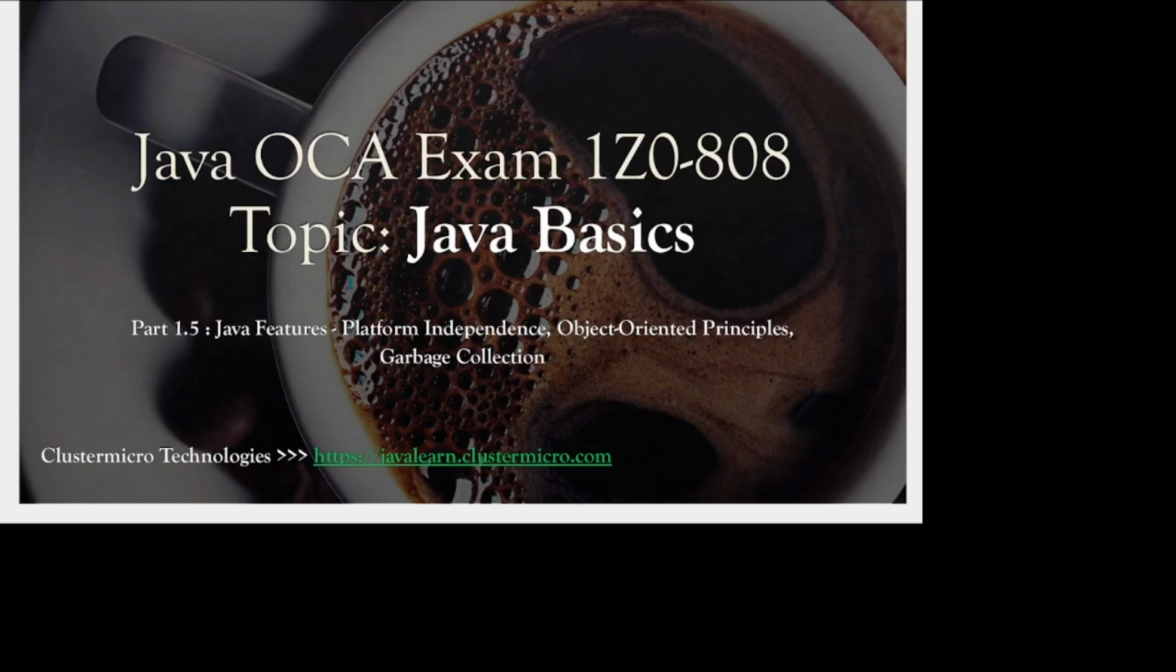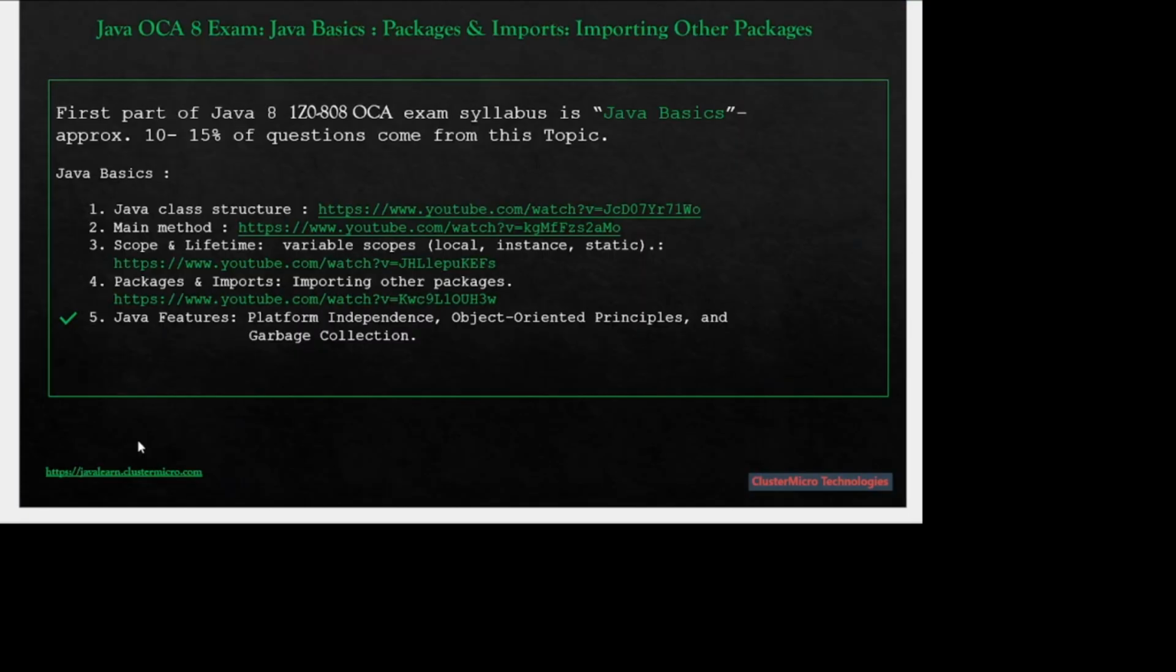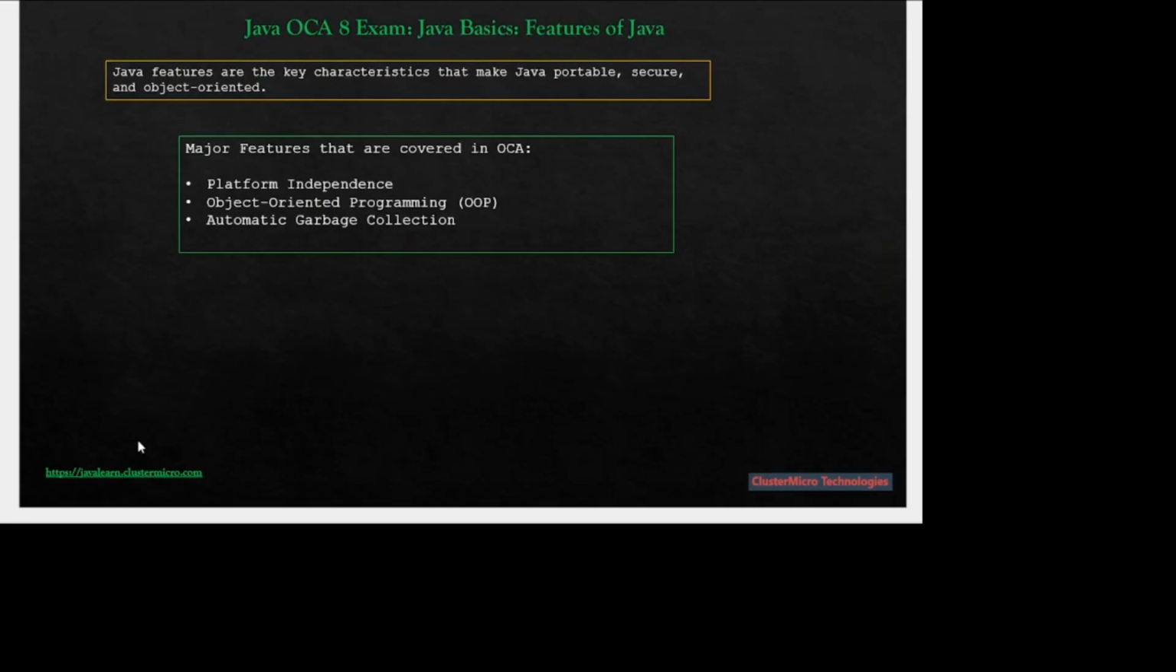Today we are going to talk on Java Basics Part 1.5: Java Features, Java's platform independence, object-oriented principles, and garbage collection. We have already covered 4 parts of the Java Basics, and the YouTube video links are given here. Java features are key characteristics that make Java portable, secure, and object-oriented. The major features that will be covered are platform independence, object-oriented programming, and automatic garbage collection. We are going to cover them in depth.